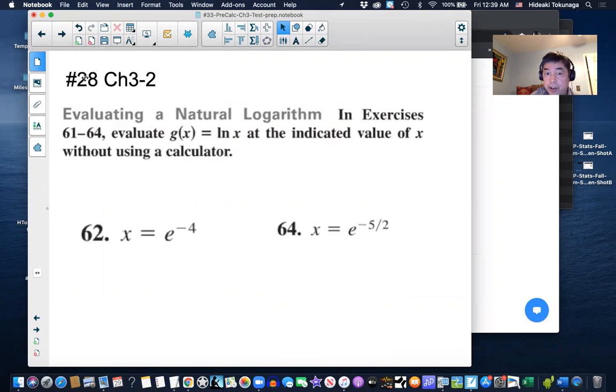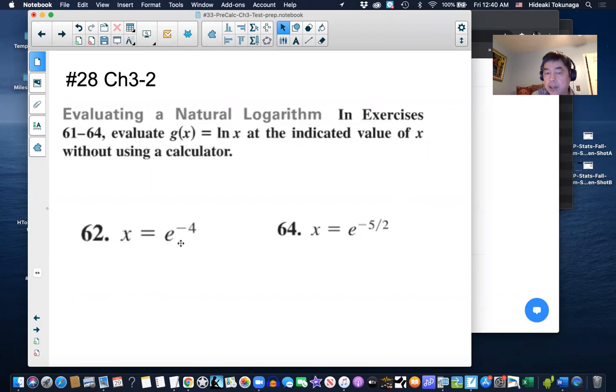So, evaluating natural logarithm. Evaluate g of x, which is natural log of x, and indicate the value of x without using a calculator. So this is not the calculator question. What we have to do here, there are two ways we can do it. I'll do my way, okay?